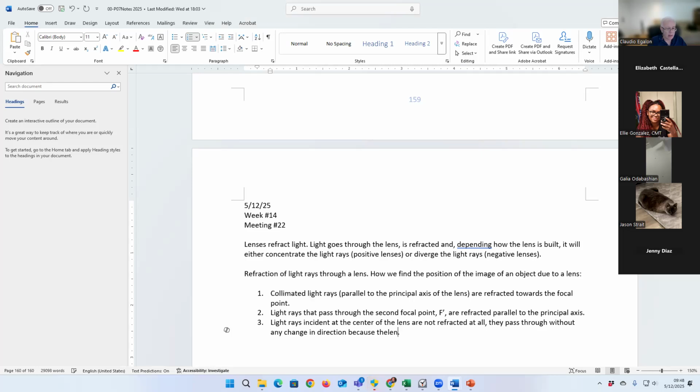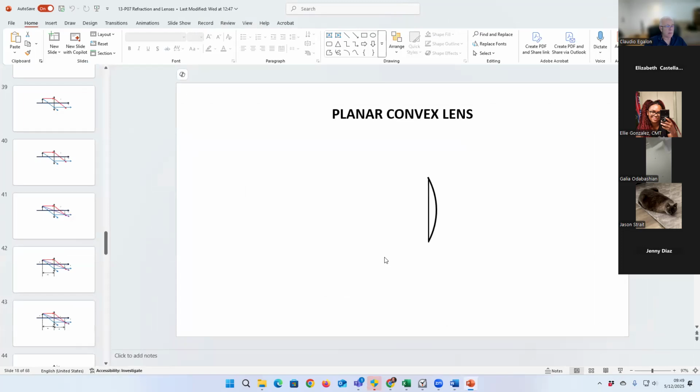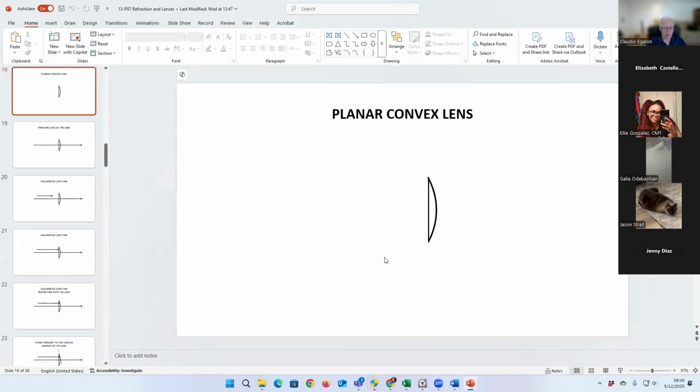because the lens is assumed to be very thin. If it were a thick lens, it would be different. And I believe I showed that to you before, so let me show it again.